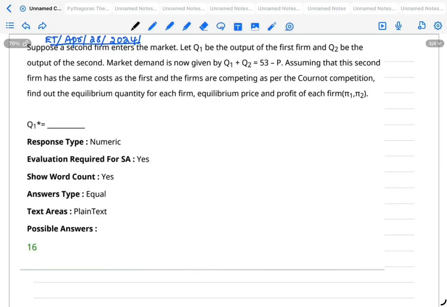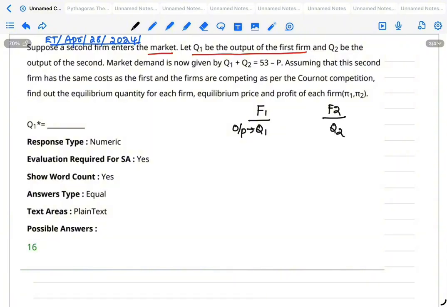This is a continuation of another question from the end term paper. Suppose the market has two firms, firm 1 and firm 2. Suppose that the second firm enters the market. Let Q1 be the output of the first firm and Q2 be the output of the second firm.